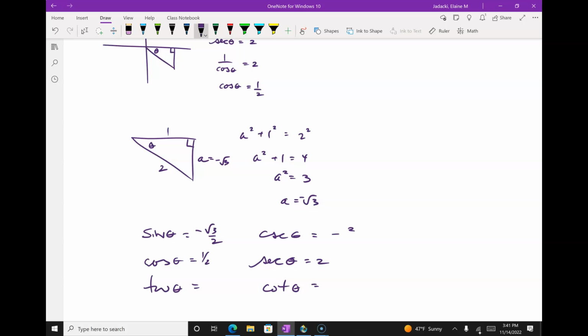Cosecant is the reciprocal, but we want to rationalize with rad 3 over rad 3. So we get negative 2 rad 3 over 3. Is that okay with everyone? Tangent is opposite over adjacent, so minus rad 3 over 1, or just minus rad 3. Cotangent is minus 1 over square root of 3, times square root of 3 over square root of 3, so minus square root of 3 over 3. Done.